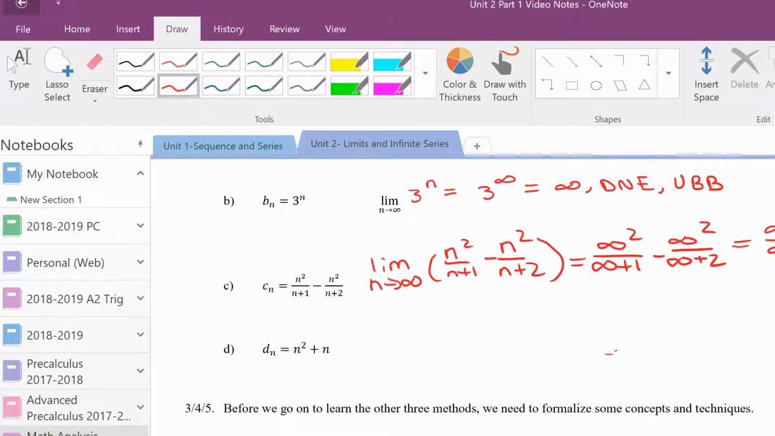For the next one, the limit as n approaches infinity of n squared plus n, so it's infinity squared plus infinity, which means it's just going to get bigger. It's infinity, which means it does not exist because of unbounded behavior.